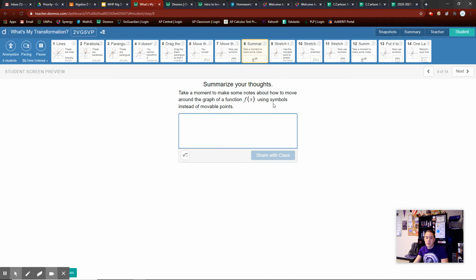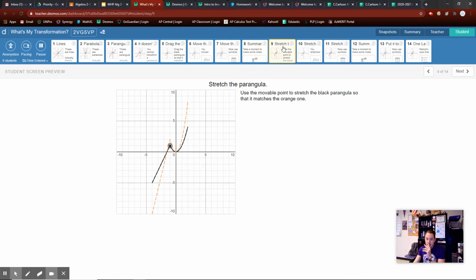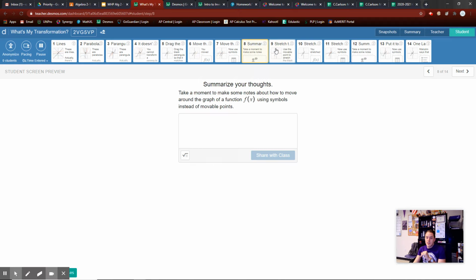Now, take a moment to take some notes about how you moved around, what symbols you used, and what the difference is between the negative and the parentheses, the negative outside of the parentheses, the positive in the parentheses, and the positive outside of the parentheses. Take a moment and do that.